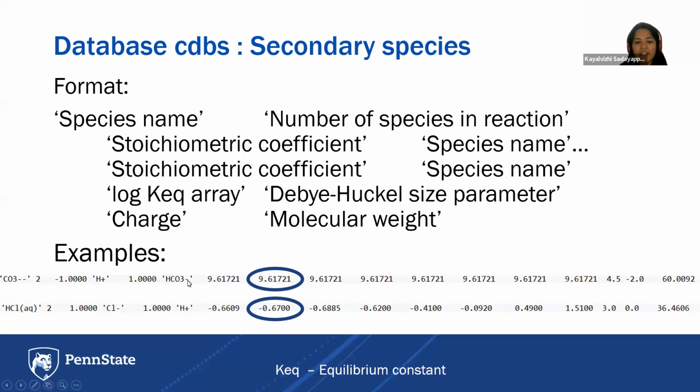So once we have completely written about the stoichiometry of the reaction, we start the log KEQ array, where KEQ refers to the equilibrium constant of the reaction. We can see that there are 8 KEQ values here, but the model will only read in the second KEQ value, and this is the one you have to edit if you want to change the equilibrium constant for the species when you are running the model. After the log KEQ array comes the Debye-Hückel size parameter, followed by charge, and then molecular weight.